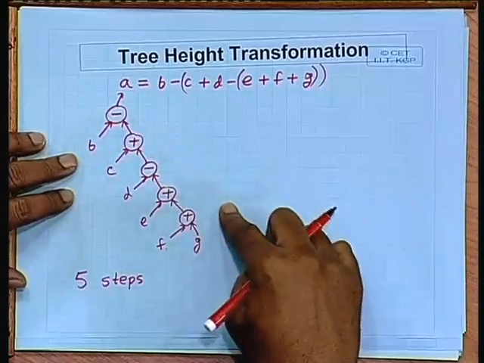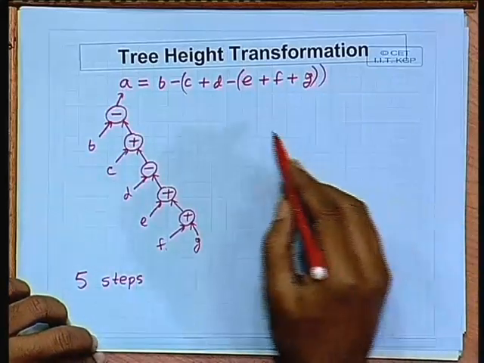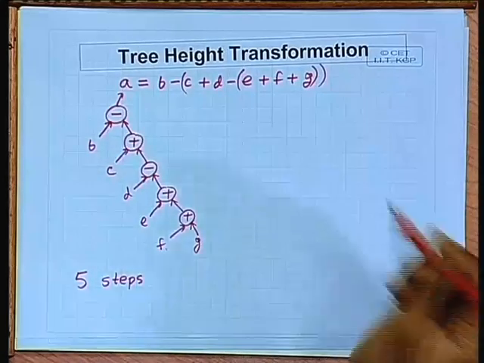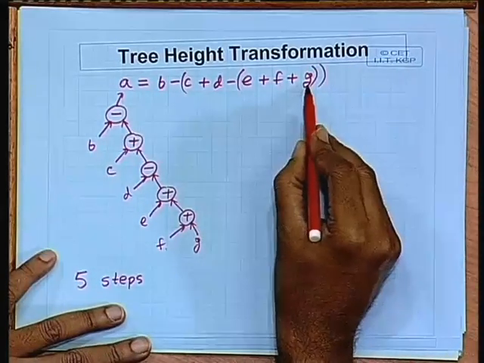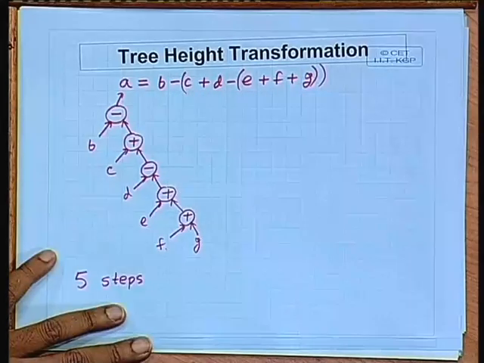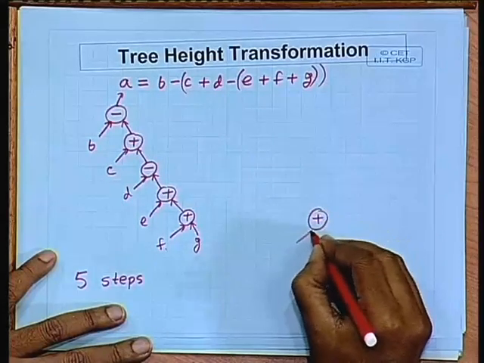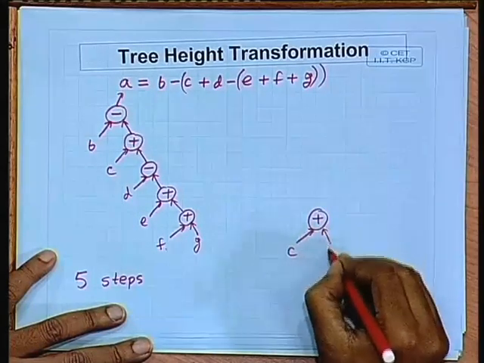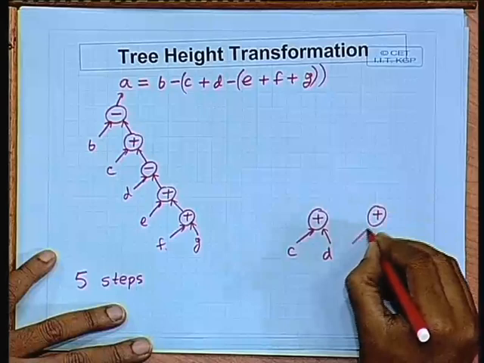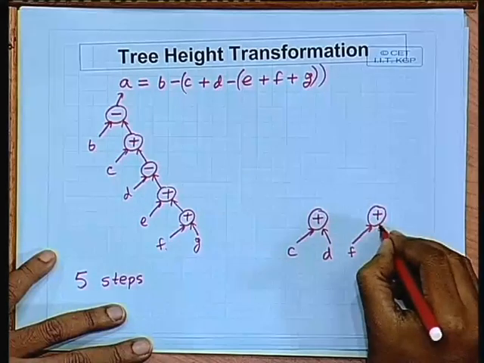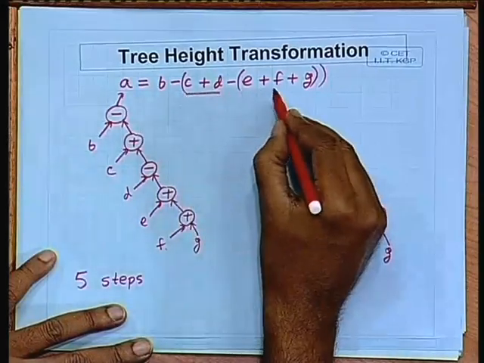So, as an alternative, what can we do? We can try to find out what are the things we can do in parallel. In this example, for instance, you can see F plus G and C plus D we can do in parallel. So, we can have an adder with C and D, and another adder with F and G. These two can be done in the same step.